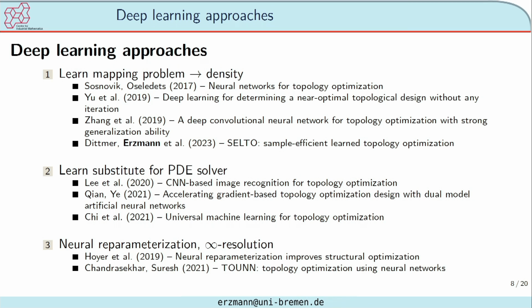Second approach would be to learn a substitute for the PDE solver. And this is something that I'm currently working on, so I'm currently writing a paper on that. And the third approach is neural reparametrization, where you reparameterize the density mapping with a neural network, which you can evaluate at any point, and so you, in a sense, get an infinite resolution.